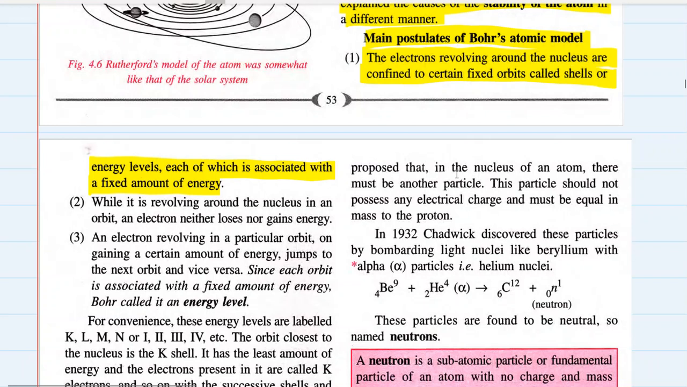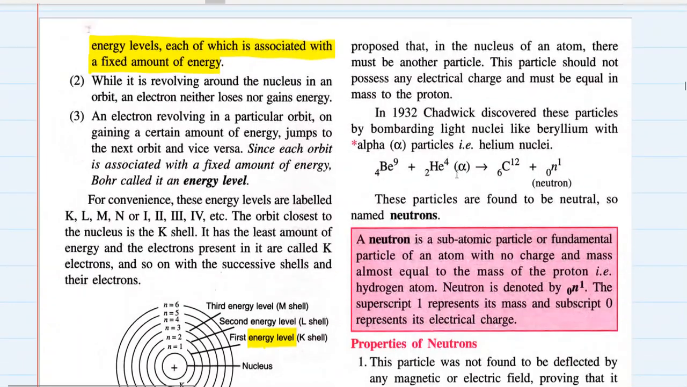So electrons revolving around the nucleus are confined to certain fixed orbits called shells or energy levels, each of which is associated with a fixed amount of energy. While an electron is revolving around the nucleus in an orbit, an electron neither loses nor gains energy. Since each orbit is associated with a fixed amount of energy, the electron is neither allowed to lose energy nor allowed to gain energy while revolving in that orbit. That means when the electron keeps revolving around the nucleus in that particular orbit, the electron will neither gain energy nor lose energy.